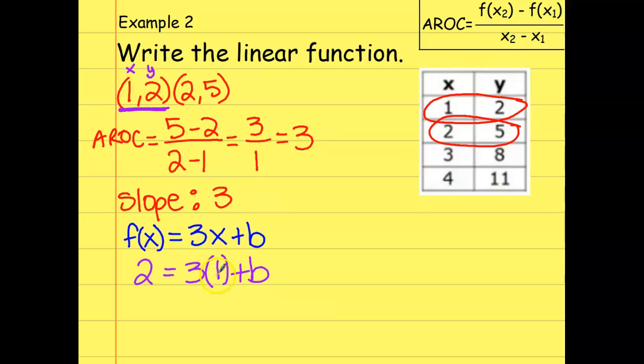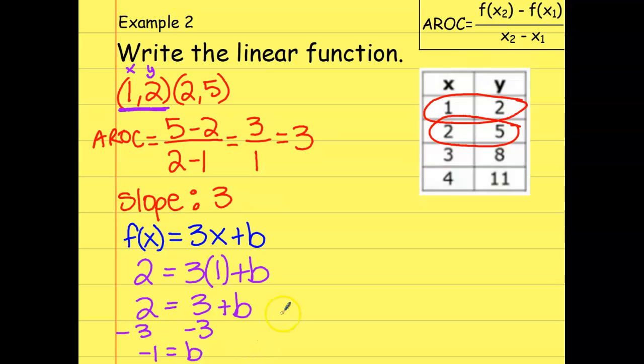So 3 times 1 is 3, and bring everything else down. And now I will need to subtract 3 because I need to get b by itself. So I'm going to subtract 3 on both sides. And that leaves me with -1. So our b equals -1.